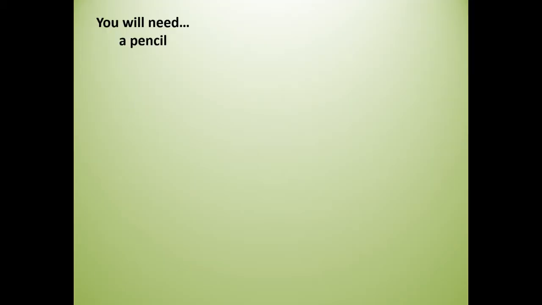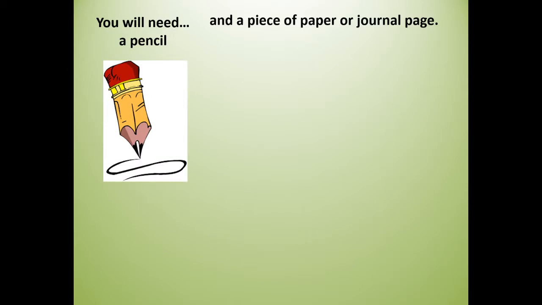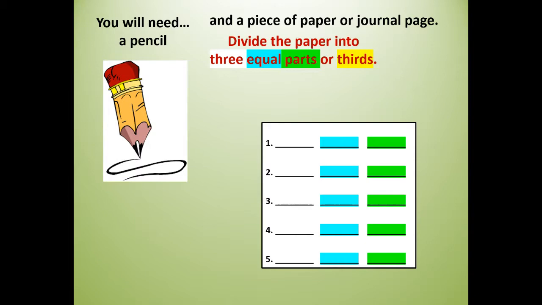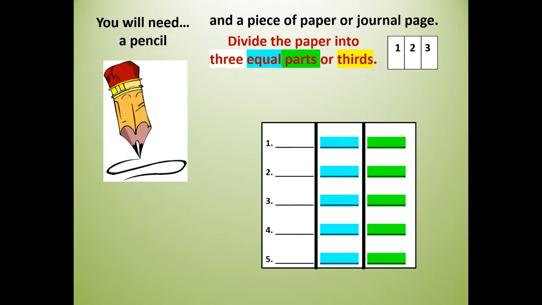For this lesson, you will need a pencil and a piece of paper or journal page. You're going to divide the paper into 3 equal parts, or thirds, and you could do that by drawing 2 lines like I show here. Then you're going to write numbers 1 to 5. For each of the numbers, you are going to write the vocabulary word or expression or phrase.